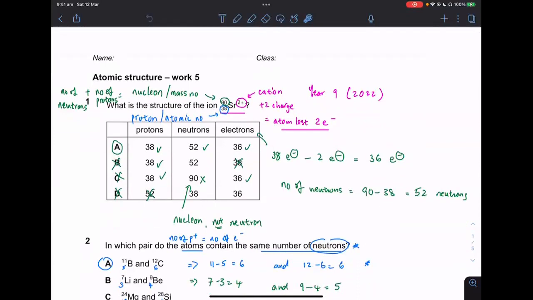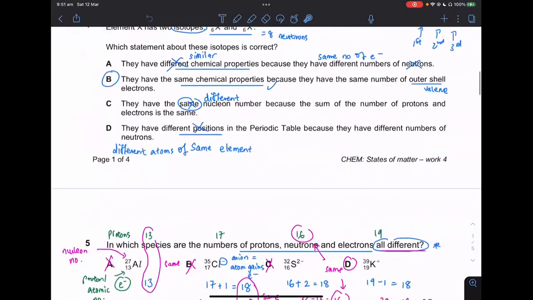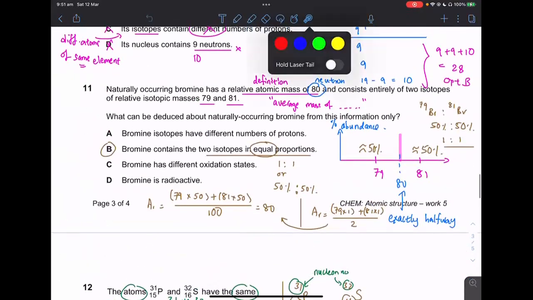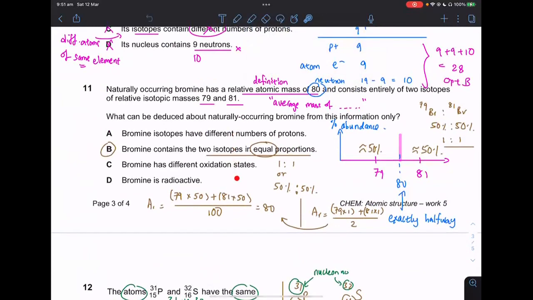Question 11. Okay, now question 11 is again about relative atomic masses. These are a series of statements. A lot of you chose this one: bromine is radioactive. But actually, it's not true. It says from this information only. This information is about relative atomic mass. How can mass tell you radioactivity? It doesn't. The masses don't tell you whether it's radioactive or not.